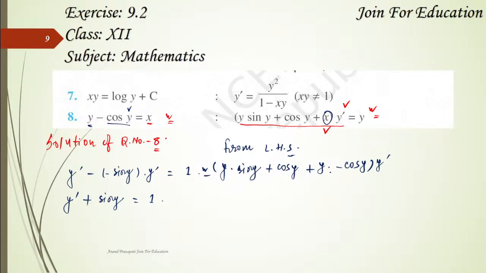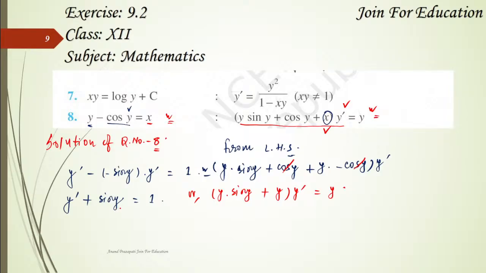After this, there is no problem to understand up to this step, so we cancel out this one and this one. In the next step we get here y into sin y plus y into y dash equal to y. Hope that there is no problem to understand up to this step. So we multiply both sides by y, then we get this one.